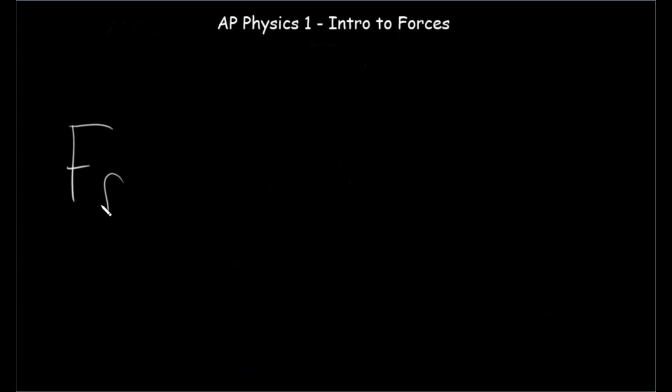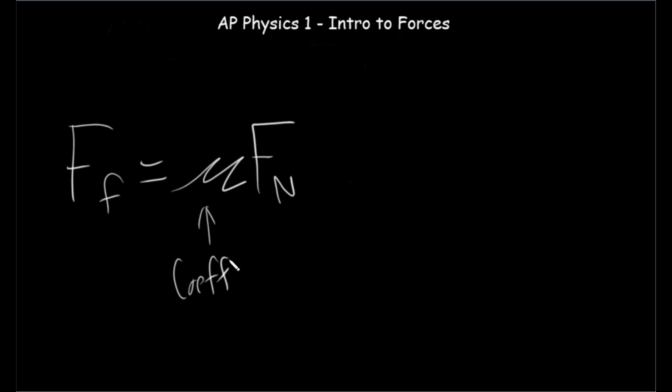The formula for the force of friction is equal to mu times the normal force. Now, if you wonder what mu is, it's just the coefficient of friction. Whereas the normal force is, as we discussed earlier, the force that opposes the force of gravity.